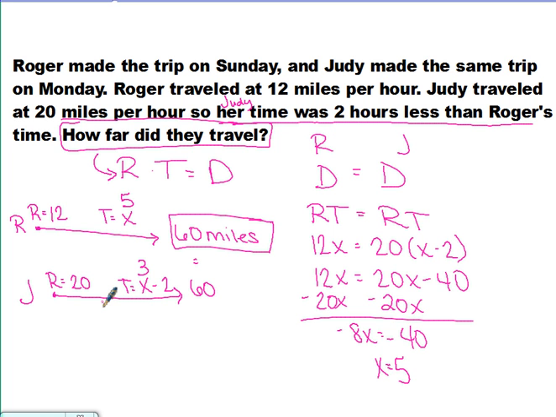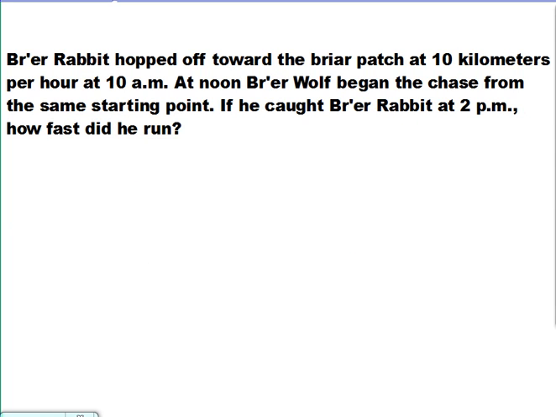All right, let's take a look at a second example. Brer Rabbit hopped off towards the briar patch at 10 kilometers per hour at 10 a.m. At noon, Brer Wolf began the chase from the same starting point. He caught Brer Rabbit at 2 p.m. How fast did he run? All right, so again, we're working with the equation, rate times time equals distance.